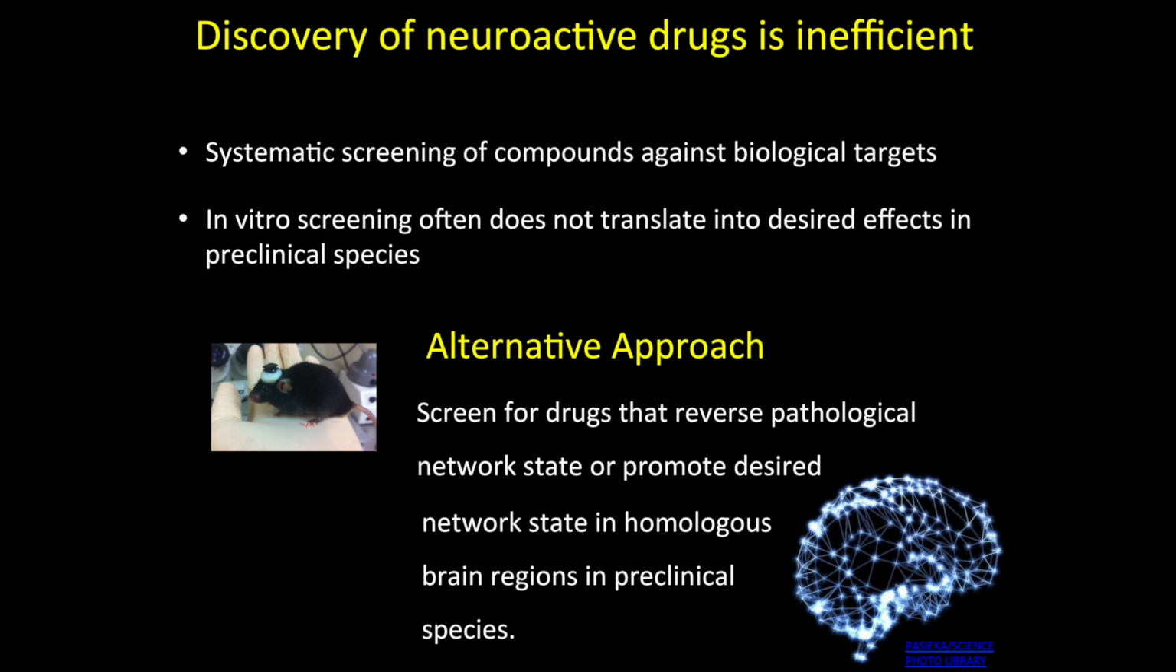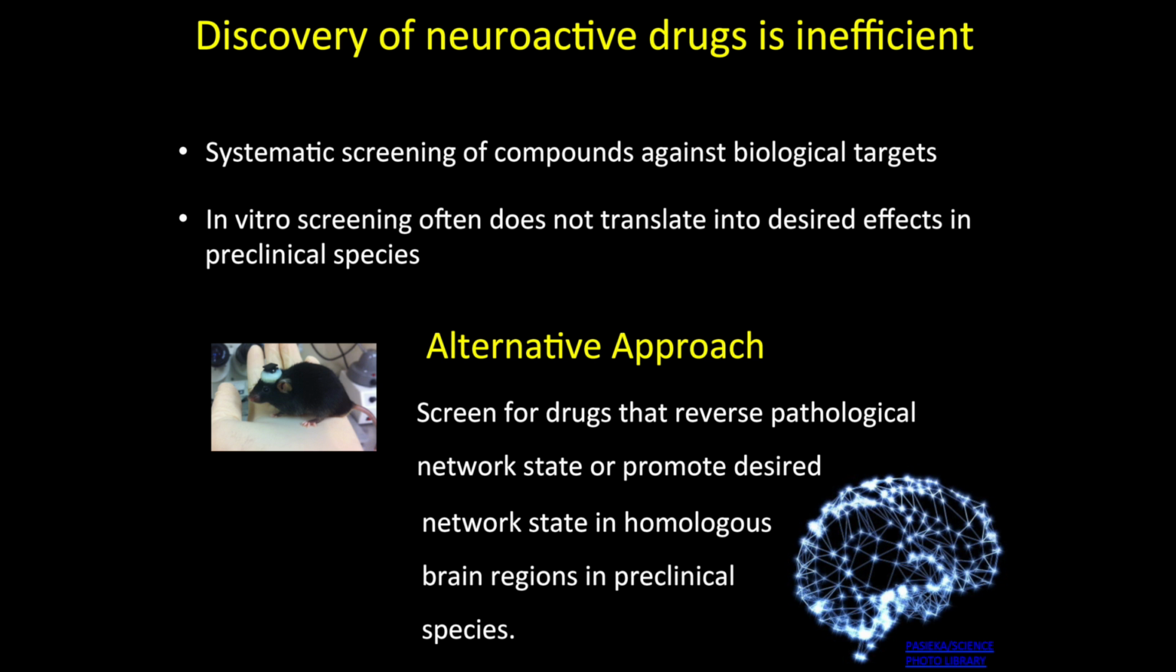Therefore, an alternative approach was proposed: rather than screening for drugs that influence an isolated biological target, screen for drugs that reverse a pathological network state or promote a desired network state in homologous brain regions in preclinical species.